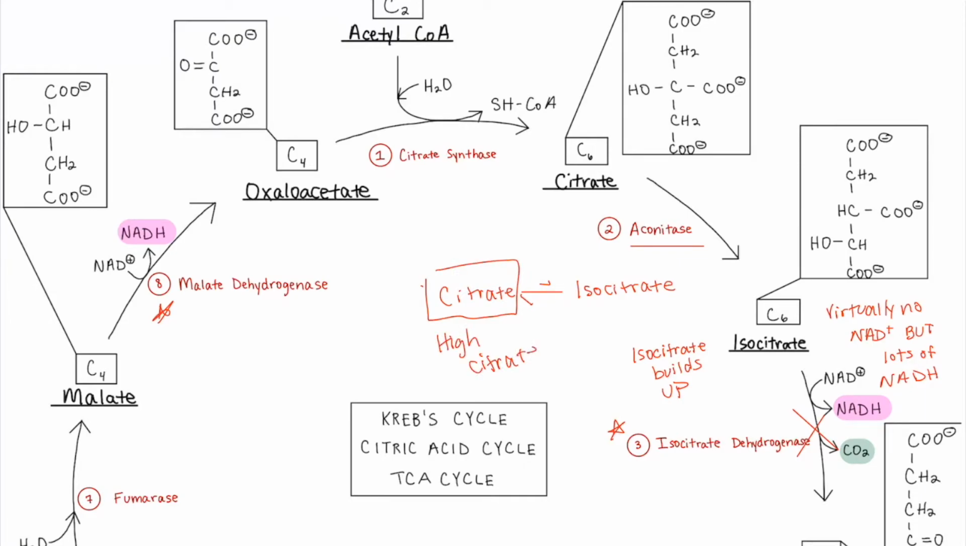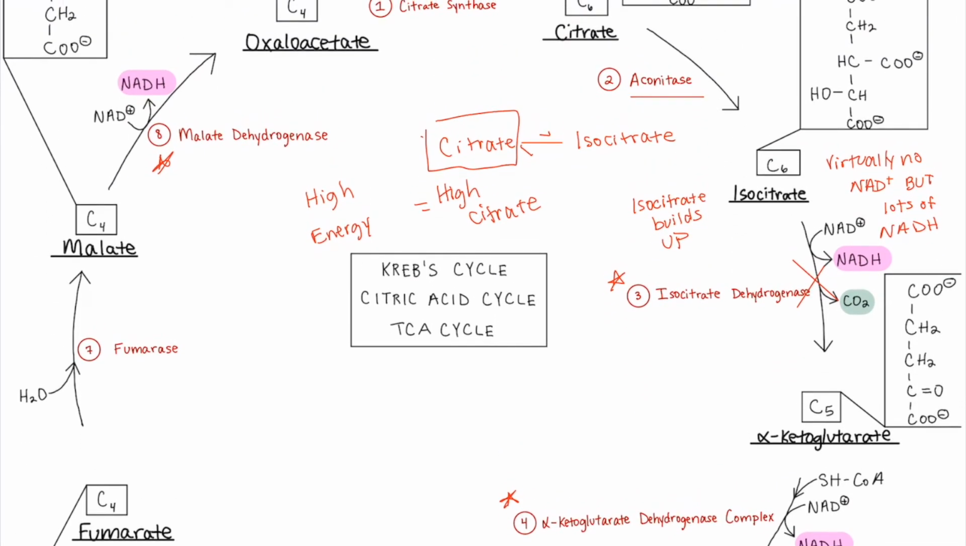In this way, we can rationalize why high energy is going to mean high citrate, and vice versa, why high citrate will signal high energy in the cell. That's kind of cool how we can go all the way from the electron transport chain and rationalize it all the way back to the TCA cycle.